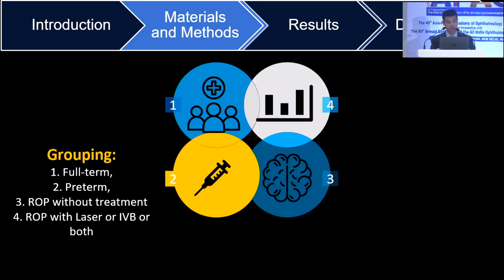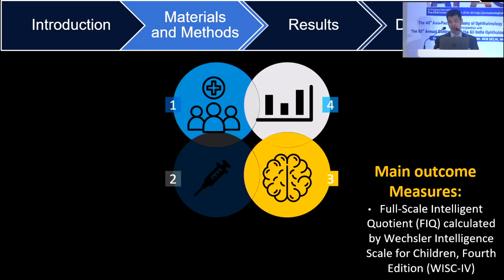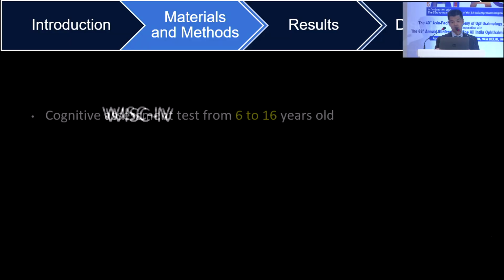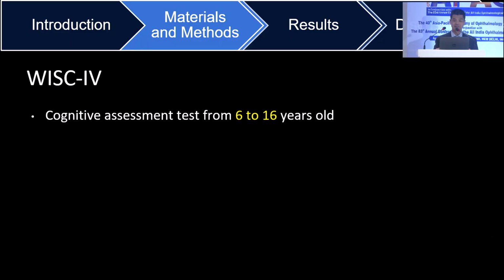We have 4 groups of patients. Group 1 is full term, Group 2 is preterm, and Group 3 is ROP without treatment. Group 4 were ROP with laser or bevacizumab or both treatments. The main outcome measure was the full-scale intelligence quotient, FIQ score, calculated by the Wechsler Intelligence Scale for Children, 4th edition, WISC-4. WISC-4 is a cognitive assessment test appropriate for children aged 6 to 16 years old.